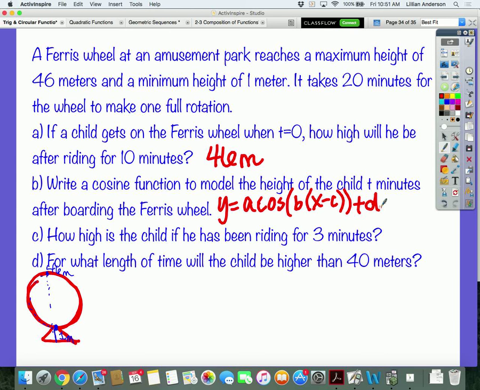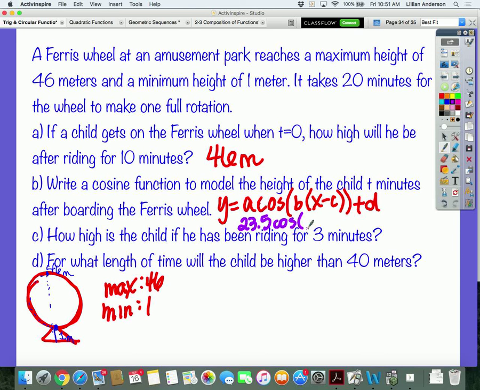So how do we find A? Max plus min divided by 2. Okay, what's your maximum height? 46. And so we add that to our minimum height? 1. 47. And we divide by 2. So A is what again? 23.5.